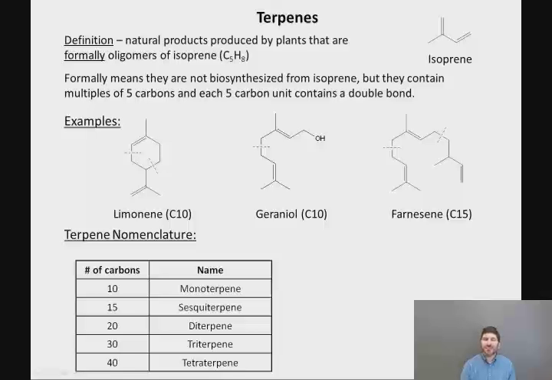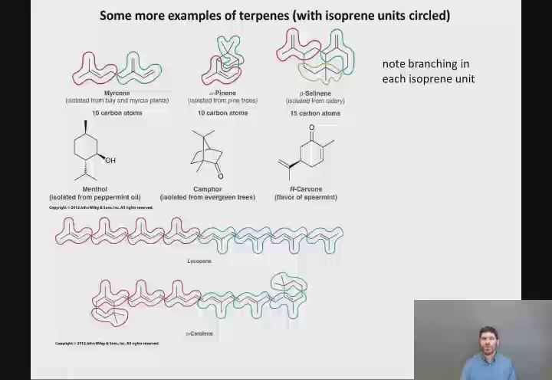To remember that, just remember that the 150th anniversary of anything is the sesquicentennial. Here are a few more examples of terpenes, in which I have the isoprene units circled in different colors. Myrcene, alpha-pinene, and beta-selinene are all completely carbon and hydrogen terpenes. So you have an example of 2 monoterpenes and a sesquiterpene. Once again, note the branching that occurs in each of the isoprene units.